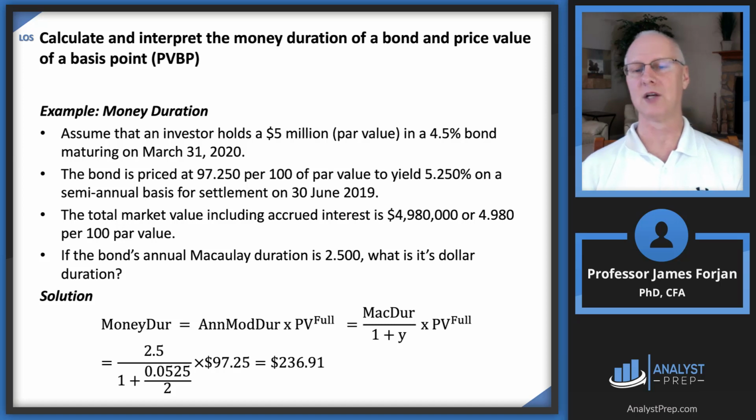So what does that $236.91 tell us? It tells us that if the yield goes up by 1 basis point on our $5 million portfolio, we're going to lose $236.91. And of course, it works the other way. If the yield goes down by 1 basis point, then we'll gain that. So you get the sense here of all of these durations.